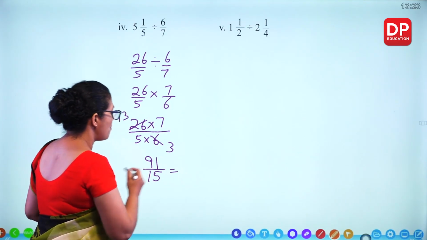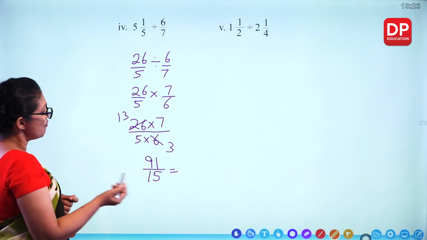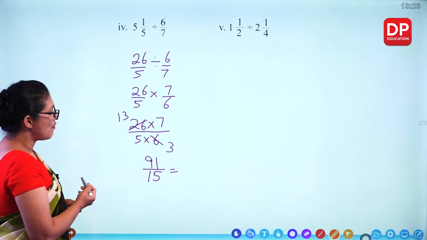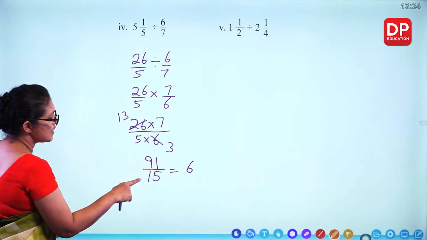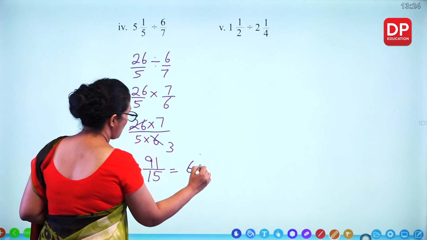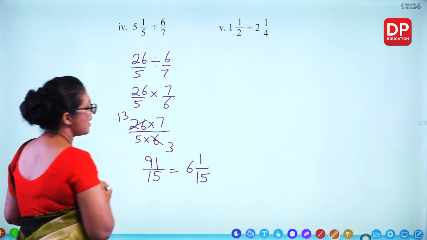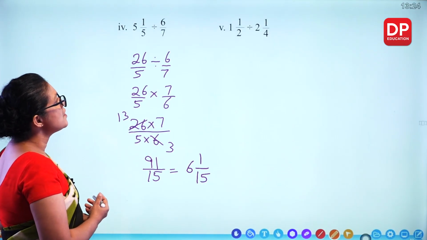Convert to mixed number. 91 over 15. How many 15s for 91? That's 6. So you get 90. So 1 remaining. 6 and 1 over 15.